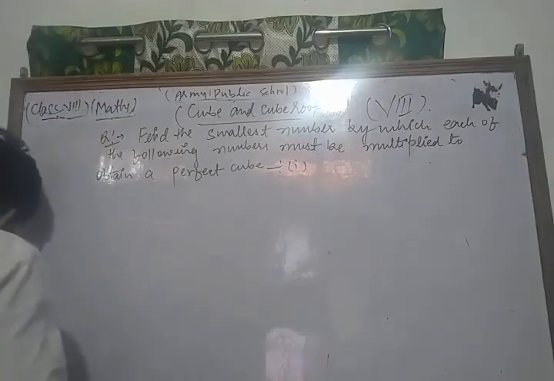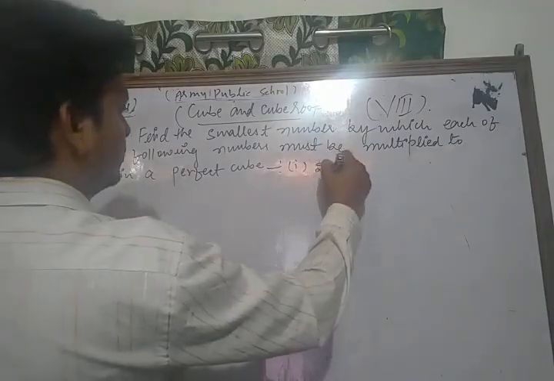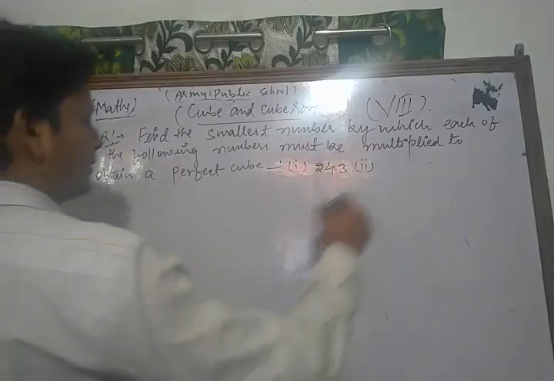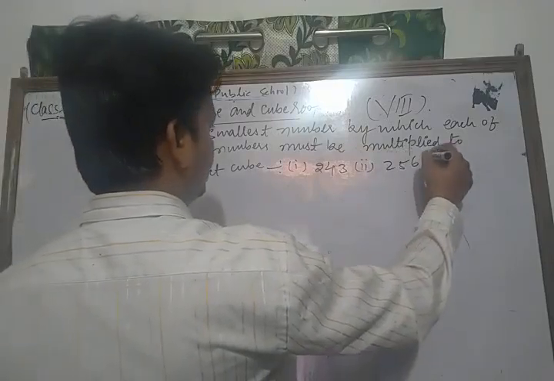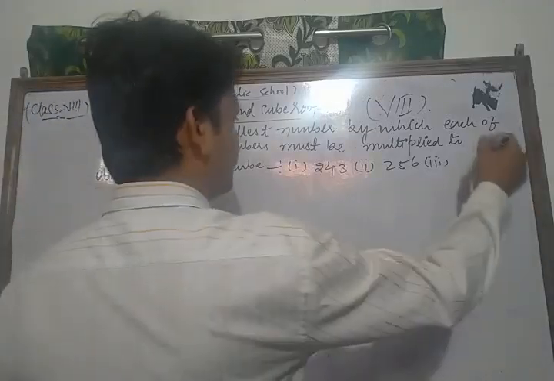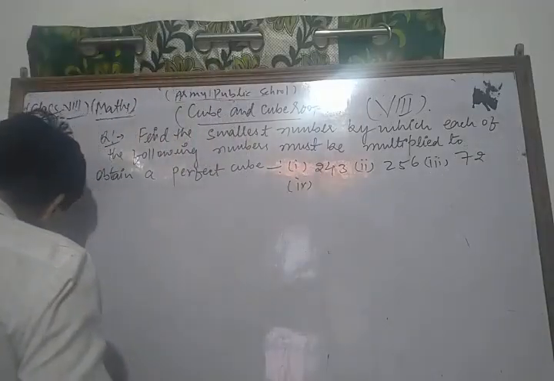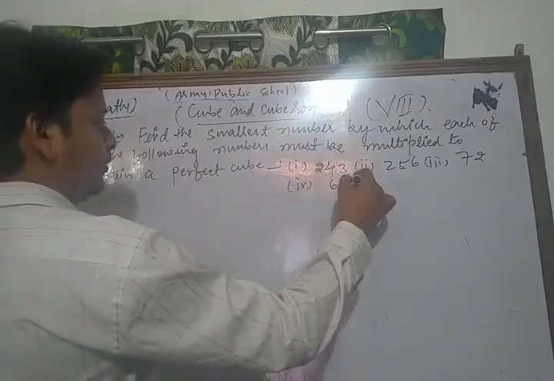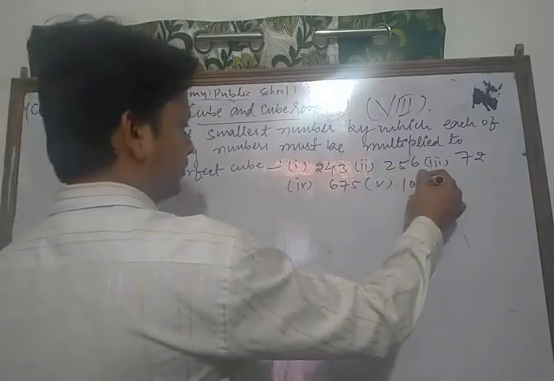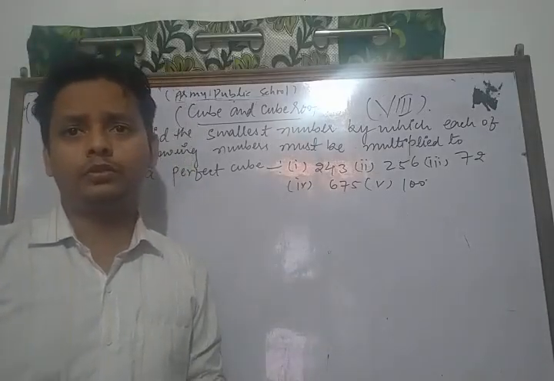First is 243. Second is 256. Third is 72. Fourth is 675. And fifth is 100. Okay, so this is the question. This is one of the most important questions of your syllabus.